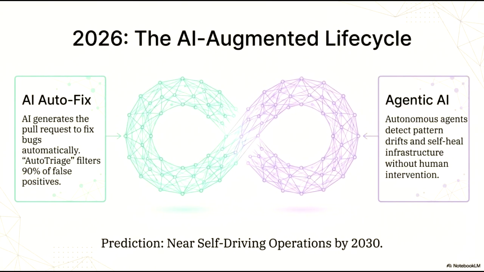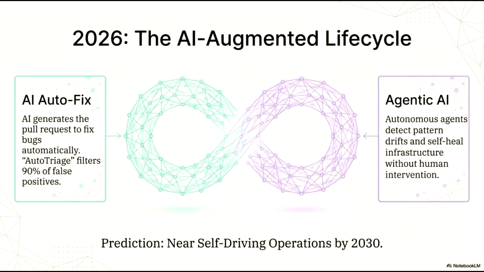By 2026, we anticipate a fundamental shift toward an AI-augmented lifecycle, where the traditional DevOps loop is significantly enhanced by automated intelligence. On the left, we see the emergence of AI auto-fix capabilities. Here, artificial intelligence does not just identify issues, it actively generates pull requests to resolve bugs automatically. A critical component of this is auto-triage, which is projected to filter out 90% of false positives, allowing engineering teams to focus exclusively on high-value innovation rather than maintenance noise.